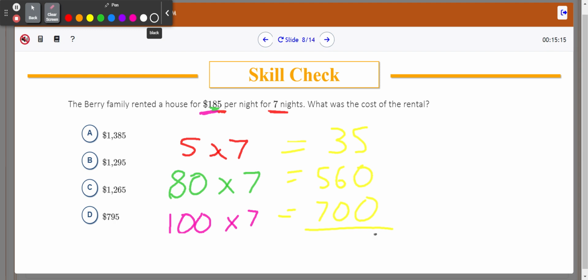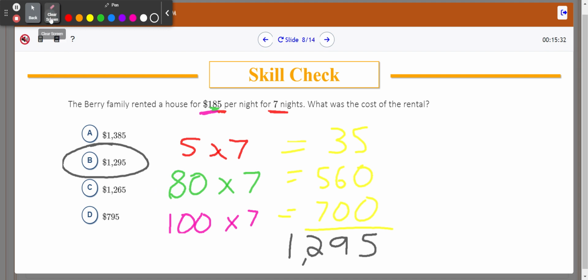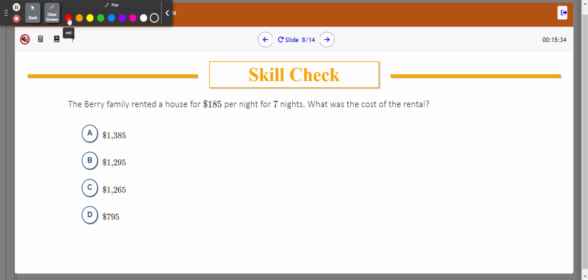5 plus 0 plus 0 is 5. 3 plus 6 plus 0 is 9. 5 plus 7 is 12. So what do I get? 1,295. So that's using the distributive property. Let's try using the regroup method.